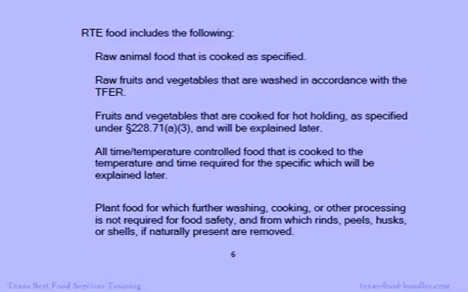RTE food includes the following: raw animal food that is cooked as specified. Raw fruits and vegetables that are washed. Fruits and vegetables that are cooked for hot holding. All time temperature controlled food that is cooked to the temperature and time required for the specific food. Plant food for which further washing, cooking, or other processing is not required for food safety, and from which rinds, peels, husks, or shells, if naturally present, are removed.